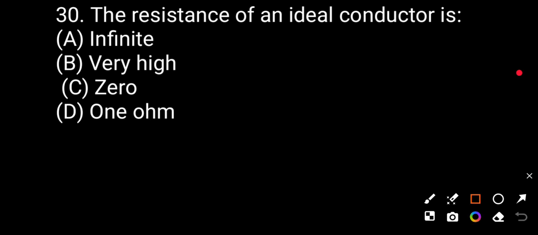The last and important question. The resistance of an ideal conductor is infinite, very high, 0, 1 ohm. The correct answer will be 0. Option C is correct.